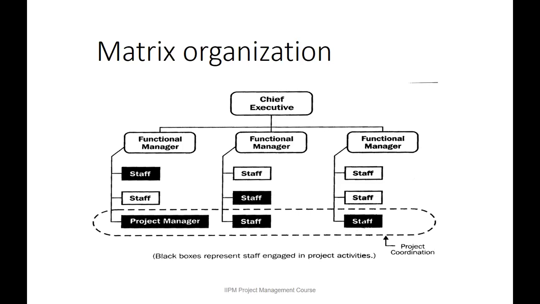Then you have the controlling. The controlling is 50-50, which is a sort of matrix. The project manager is up with performance. The functional manager is up with compliance.